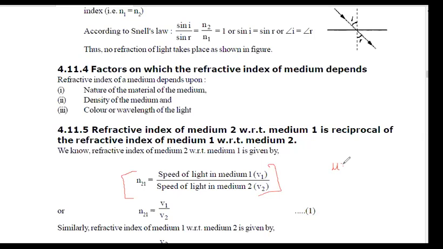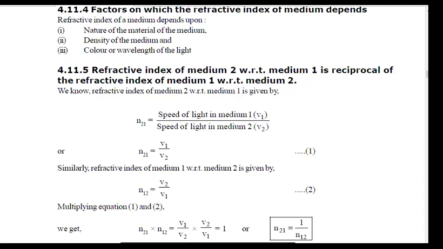But can I say that relative refractive index will always be greater than one? No, very good. I cannot say that relative refractive index is always greater than 1. It may be or may not be, but absolute will always be greater than 1. Very good, everyone. So this is something that we have already studied.